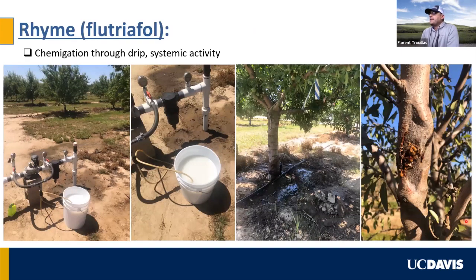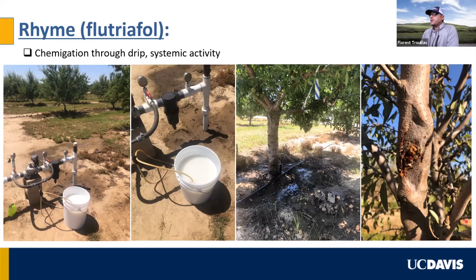So lately, we looked at the product Rhyme, with flutriafol. The company has claimed that the product eventually could help reduce this canker disease, as it is known to be systemic. Flutriafol is known as a systemic fungicide. So what we've done here is to take this claim and test it ourselves.